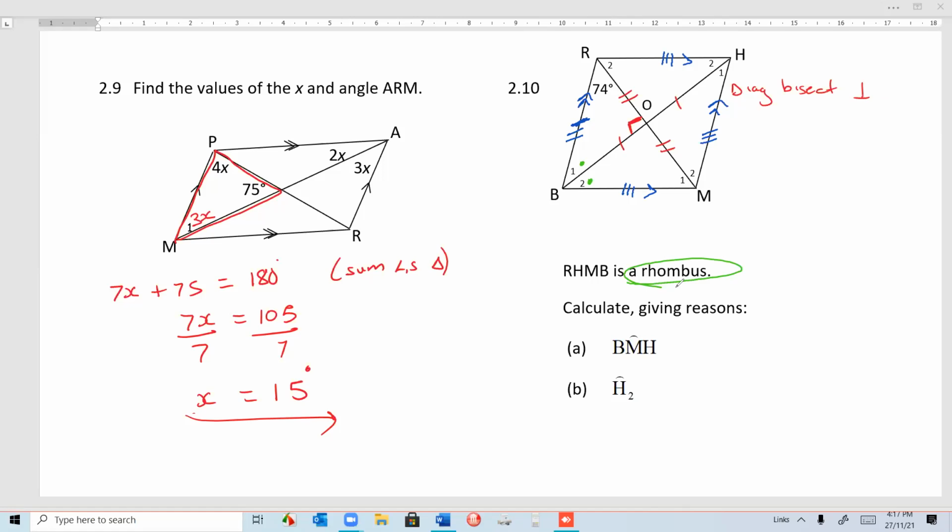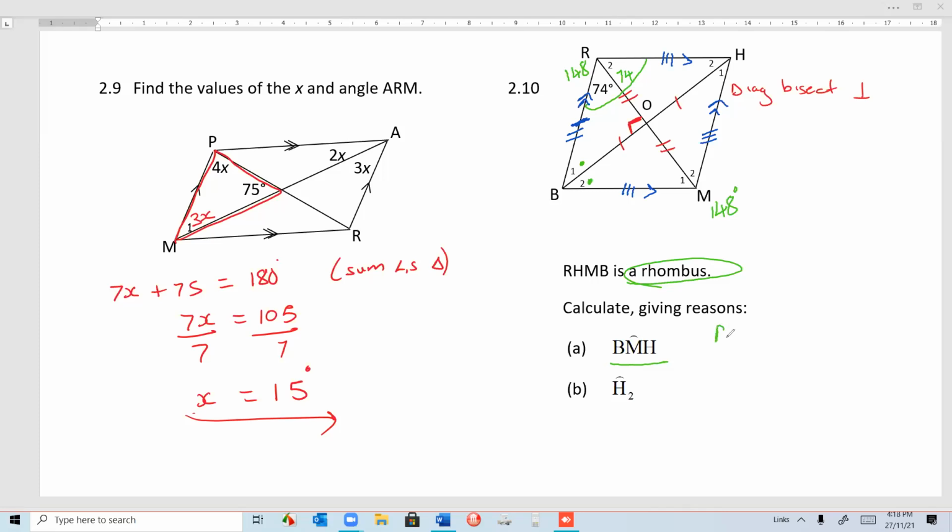Now, the first question is to find angle BMH. They want us to find the whole of angle M. So if we want to find the whole of angle M, let's look at what's given. We can see on the top there that R is 74. If R is 74, then R2 is 74, because the diagonals bisect each other. And in total, we have 148 degrees. So it means angle M is also 148 degrees. So let's look at some reasons.